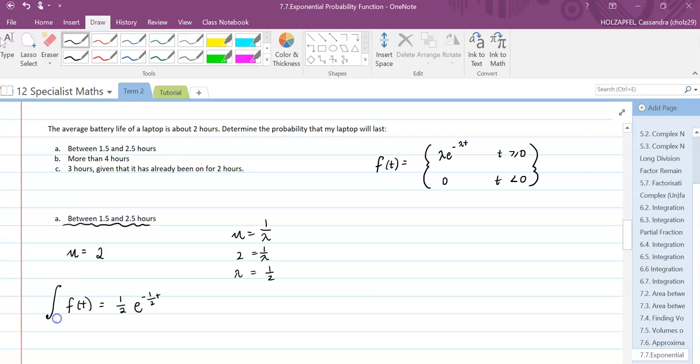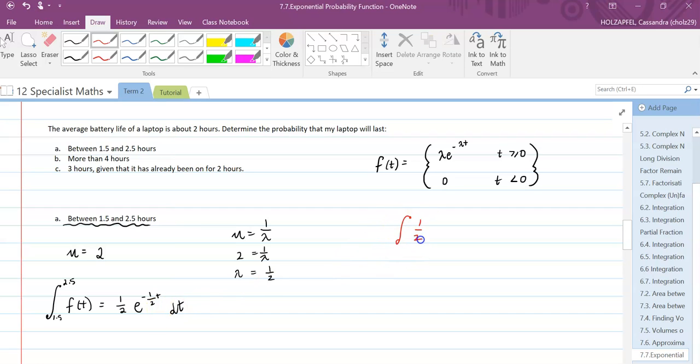So I'm going to find the integral between 1.5 and 2.5 hours, and we're going to find that with respect to t. This e function here, you could go ahead and integrate this if you already know how, so you can skip this part, but I'm just going to go through it.